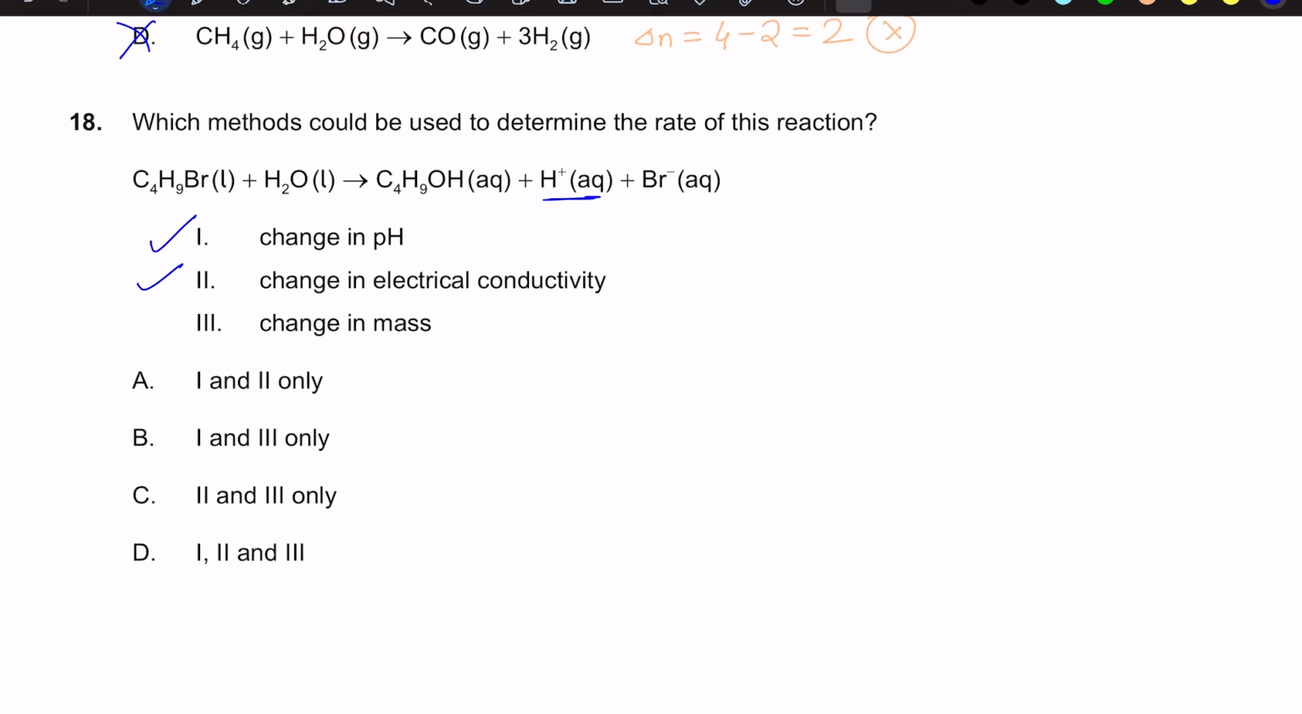Change in mass. Now in this reaction, no gases are produced. Everything is either liquid or aqueous. That means no mass will be able to escape the reaction mixture. As a result, change in mass cannot be used, as it will be constant throughout. So the answer would be 1 and 2 only, which is option A.